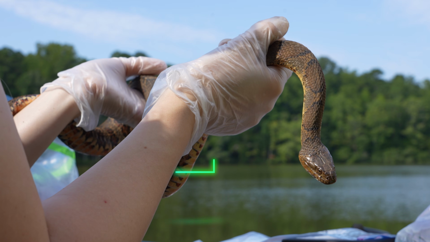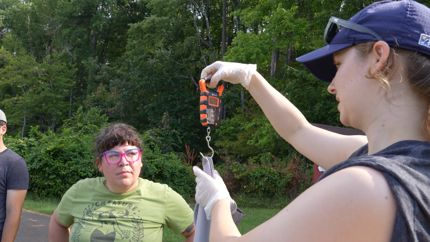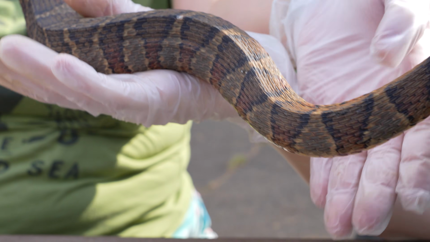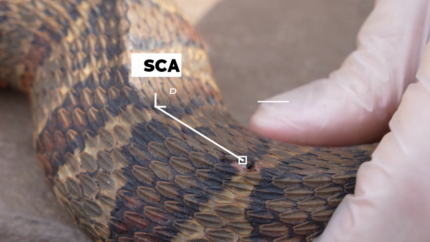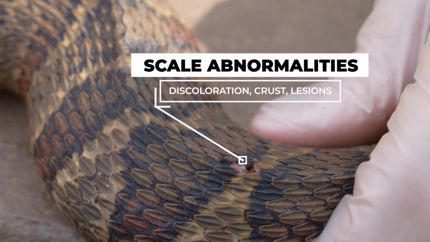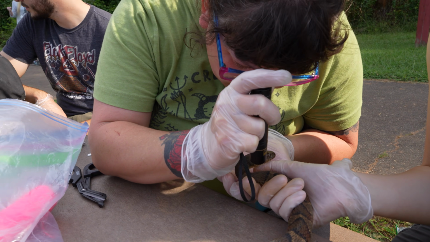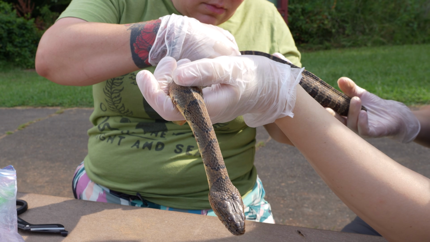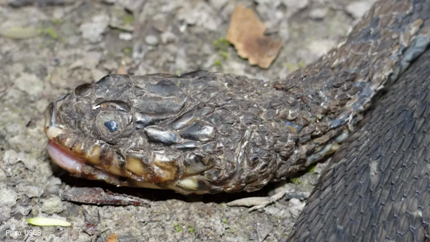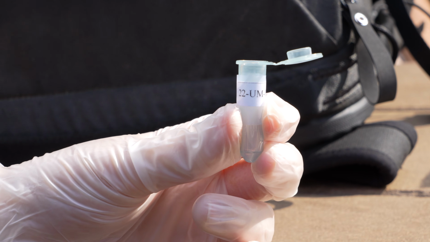Once a snake has been captured, the data collection process begins with basic biometric information like length, weight, and sex. Then we conduct a thorough visual inspection for any signs of potential fungal infection. We call these signs scale abnormalities and can include visual indicators like discoloration, crustiness, or lesions on the scales. An ultraviolet light is also used to check for any areas of fluorescence, which can be an additional indicator of potential fungal infection. However, the only way to know for sure if a snake has clinical Ophidiomyces ophidiicola, otherwise known as snake fungal disease, is a lab test for the fungus's DNA.